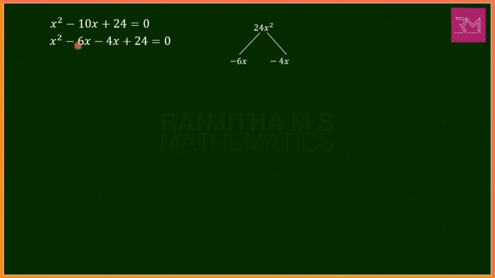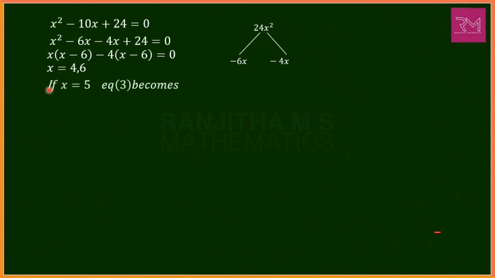Here if we multiply this minus 6x and minus 4x, we get the value plus 24x square, and if we add, that is minus 6x minus 4x is minus 10x. Hence we get x square minus 6x minus 4x plus 24, which is equal to 0. This is to simplify the quadratic equation. Here in these two terms we can take x as common, that is x into x minus 6. Here in these two terms we can take minus 4 as common into x minus 6, which is equal to 0. Here x into x minus 6 minus 4 into x minus 6 is equal to 0. That becomes x minus 4 is equal to 0 and x minus 6 is equal to 0. That is x equal to 4 comma 6 is the value.